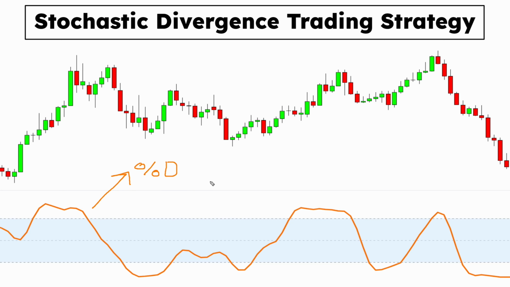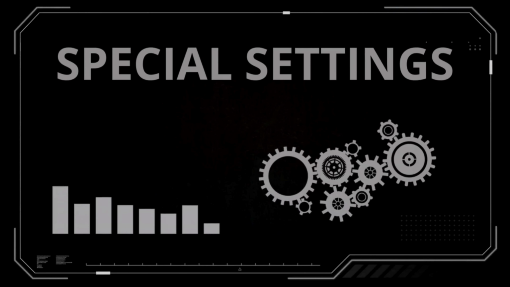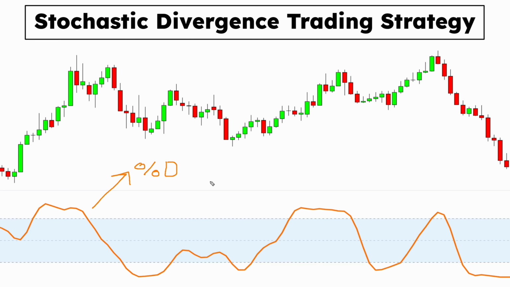And when we later on in this video take a look at my special settings, you will learn why we have the percentage D right here. In simple terms, it's basically because when we use percentage K with the standard settings, it will reach the highest and lowest values pretty often, and divergences will be pretty hard to spot. So for the standard settings, I do actually prefer percentage D.